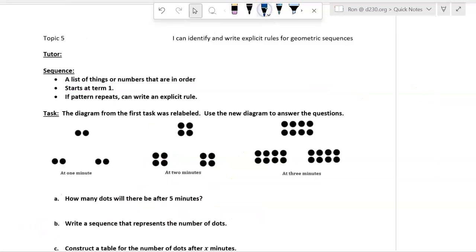Hello, Math 1. This lesson's on identifying and writing explicit rules for geometric sequences.